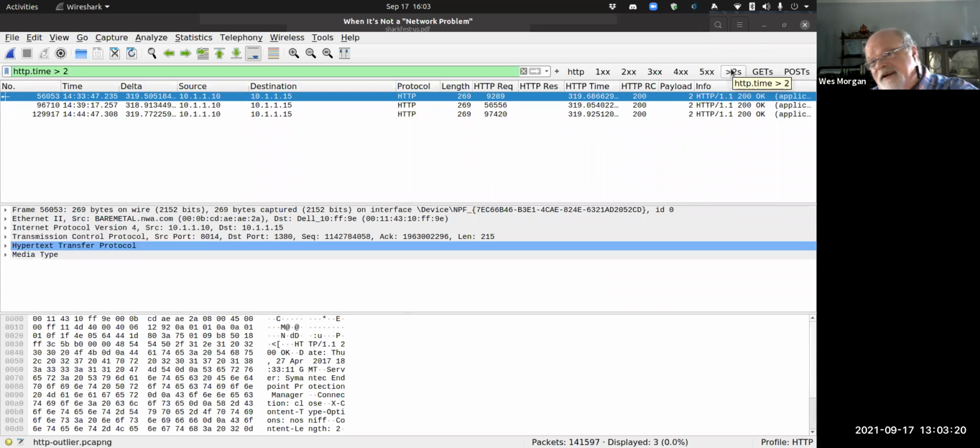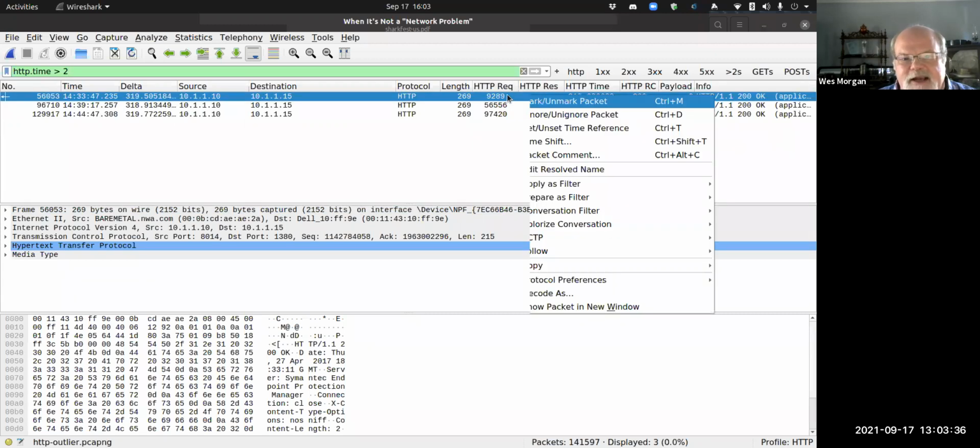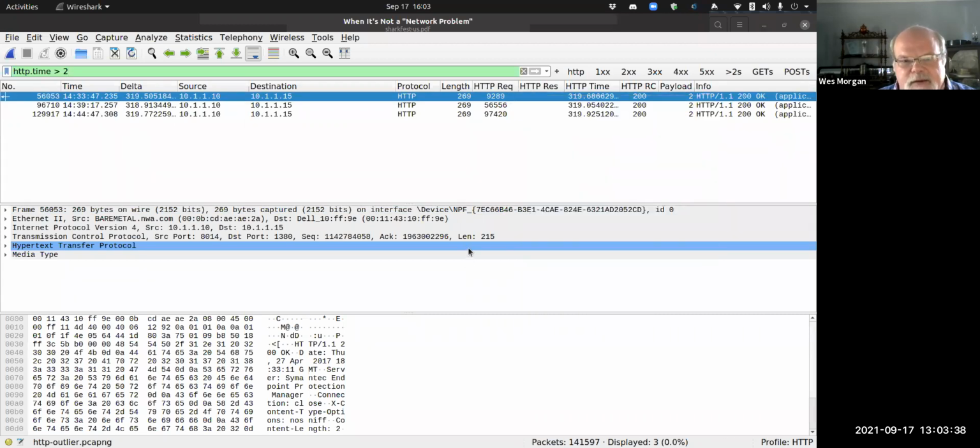So that's a follow. Actually, before we do that, is this a one-shot? And so I have a button here, and it just uses the filter http.time is greater than 2. So show me anything with 2-second HTTP times or greater. Okay, so I have 3 here. They all took 319 seconds, which seems a little strange. So let's take a look at what we're dealing with.